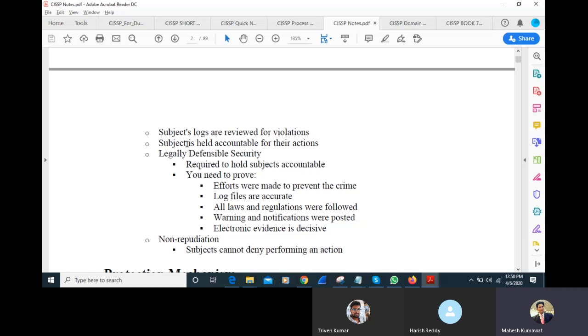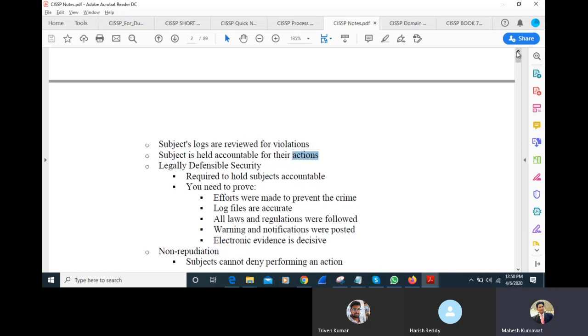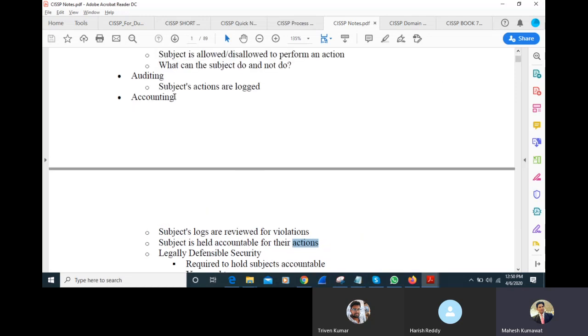Suppose you created some users in the Active Directory domain controller. You are responsible for any action you have done. How would I say that this comes under accounting? You are accountable for it. And how would I say that you are accountable? Because I have the logs available, the subject action logs. So I do the auditing, and then I check whether you are accountable or not for the same thing.